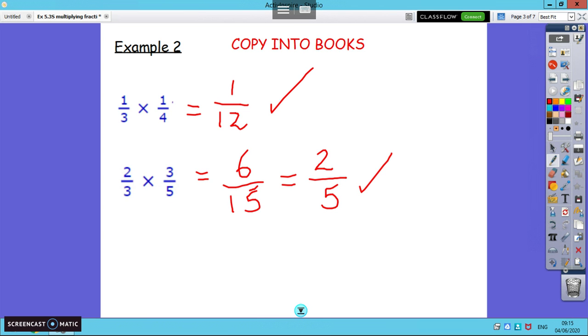Now it's very important when you've multiplied your fraction that you look to see if you can simplify it, because if you don't simplify it, then you might get the wrong answer. You need it in its simplest form, if possible, please.